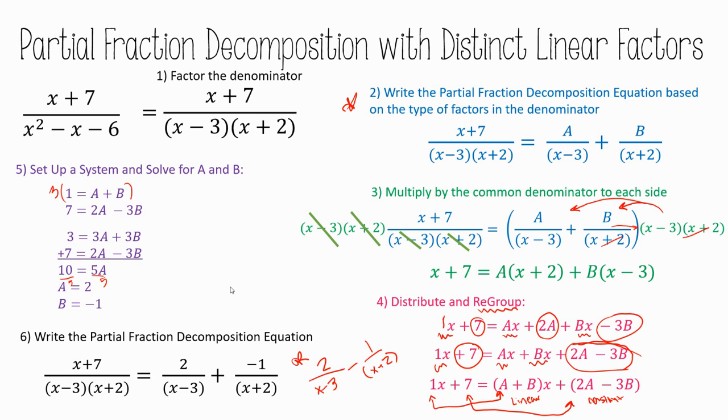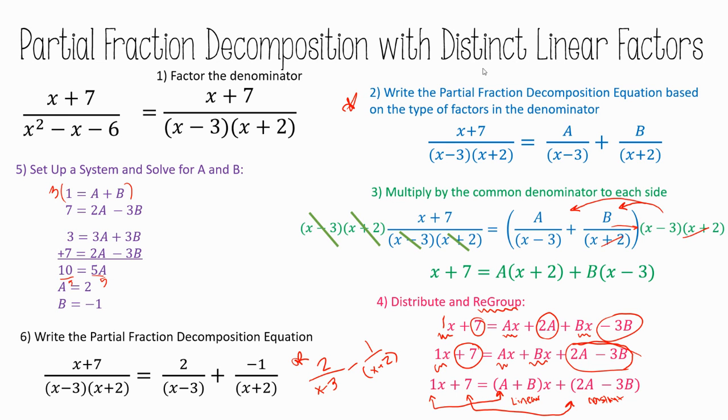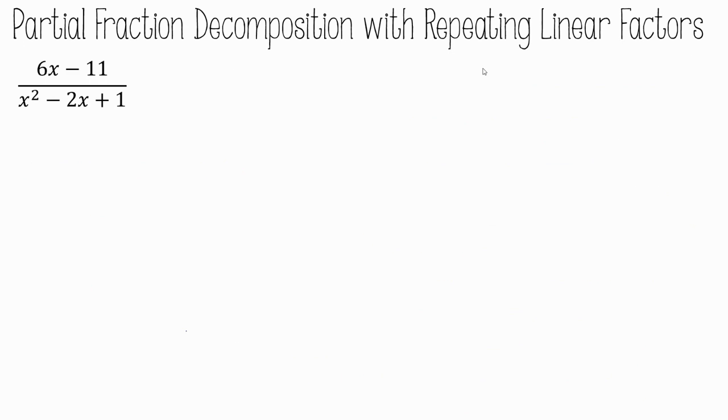Now I'm going to do one more example for us, which is when you have repeating linear factors. What a repeating linear factor means is it's no longer distinct. So again, if we go back to this, x minus 3 and x plus 2 are not the same factor. They're different. When I factor this denominator, again, I don't care about the numerator, not that I could factor the numerator here, but you're only looking to factor the denominator.